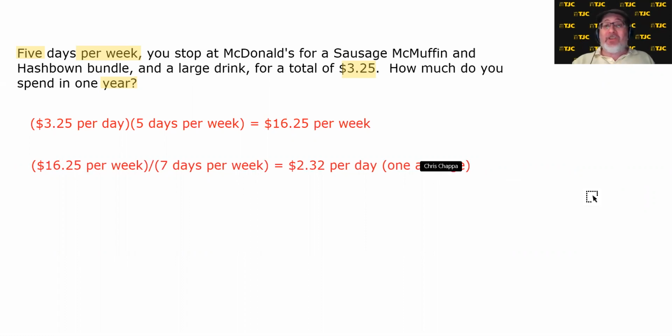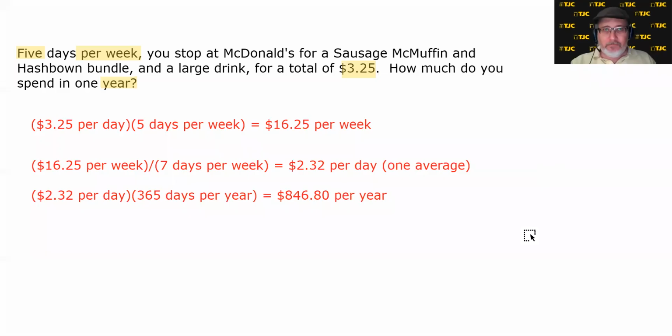And now we can scale it up to year pretty easily. To go from day to year, we multiply because we need a larger amount. And of course, there are 365 days in a year. So it would look something like this. $2.32 per day times 365 days per year is $846.80 per year. You can do some other things with that. Pay some bills down, save up to buy a nice gift for your significant other, put it down towards a future child's college fund or something like that.